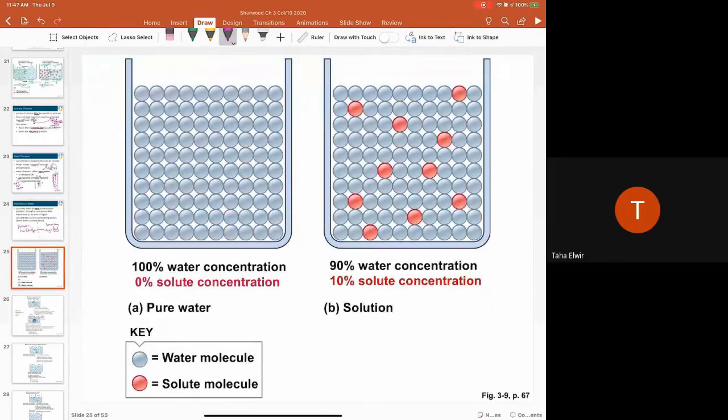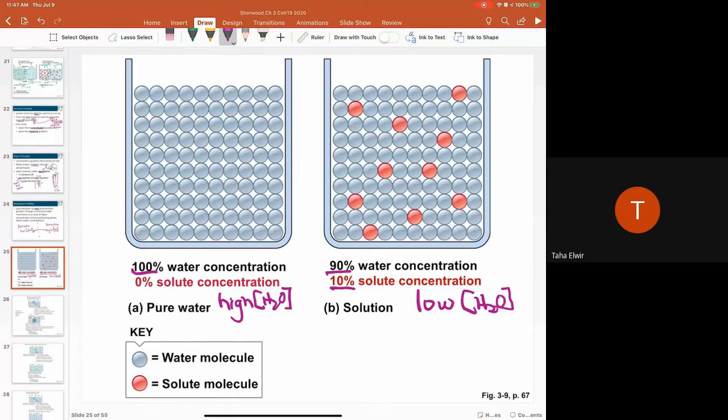So here we've got 100% water. We've got 90% water. Solute is taking up 10% of the space. So here water is in low concentration. Here it's in high concentration because it's pure water, so obviously.